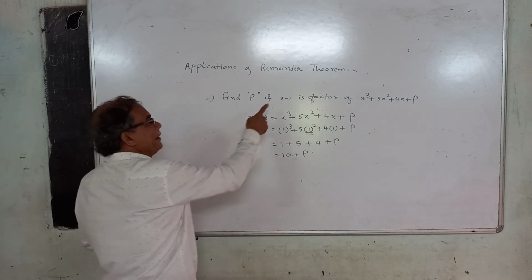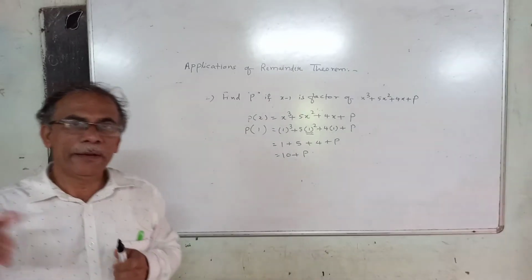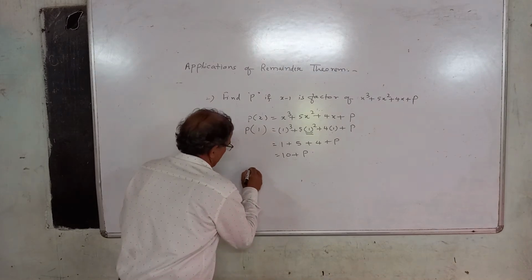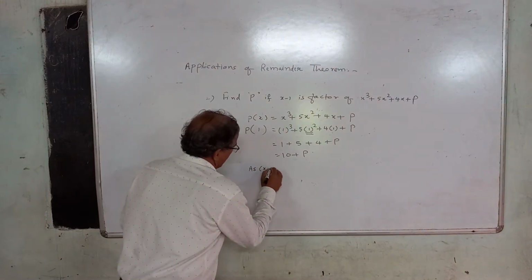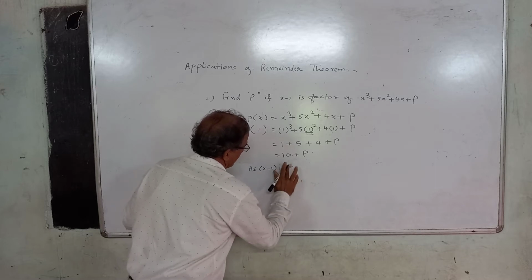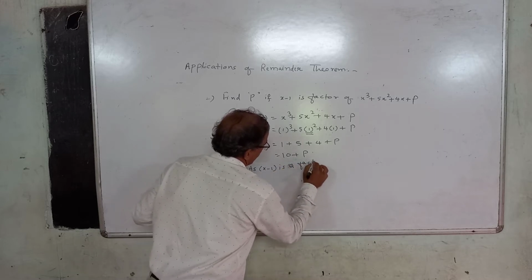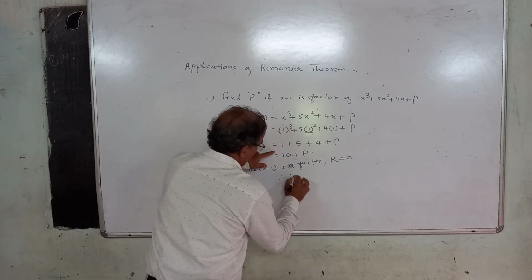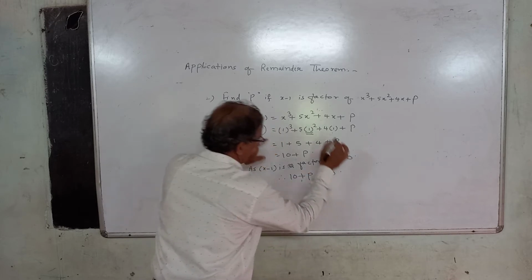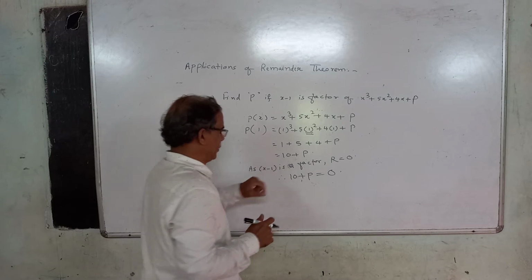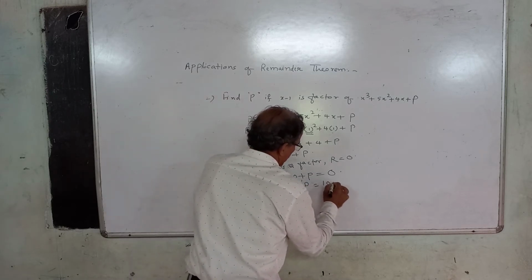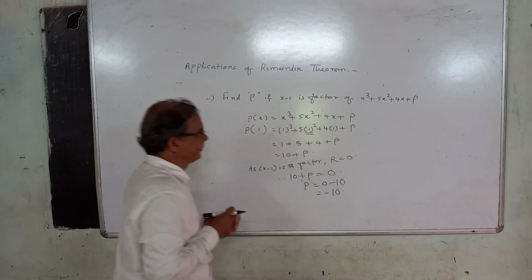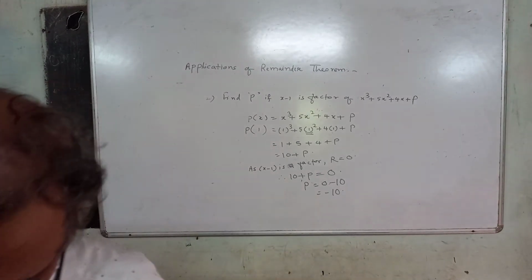But what we say, it is factor. So if it is factor, remainder should be 0. So now you can write, as x minus 1 is a factor, r is equal to 0. And therefore, what can we write now? 10 plus p must be equal to 0, because this is remainder. So p is equal to 0 minus 10, that is minus 10. I shall give you one more example now.